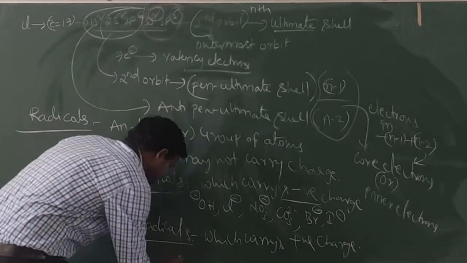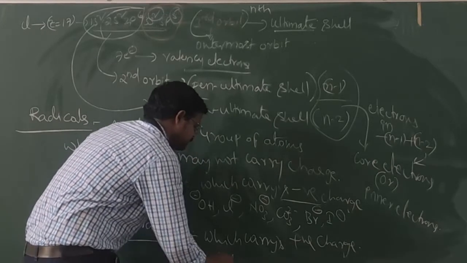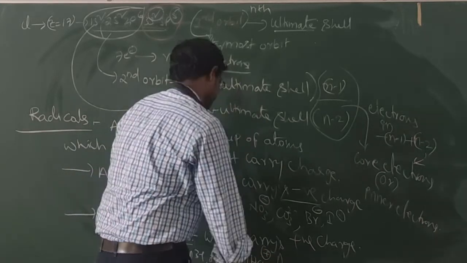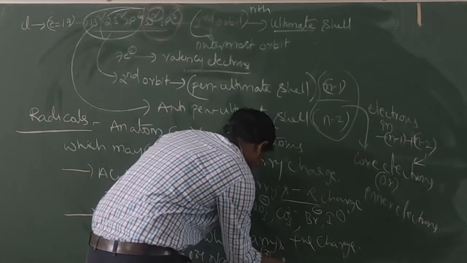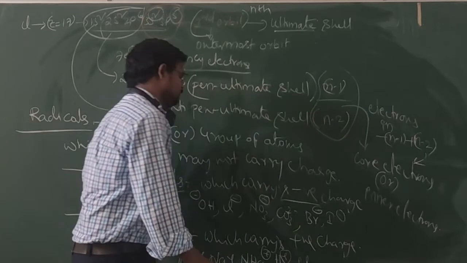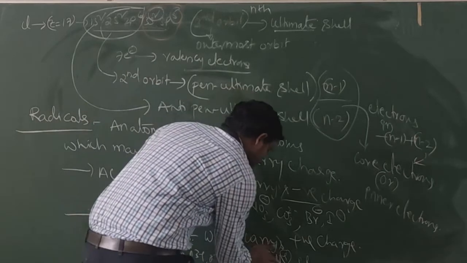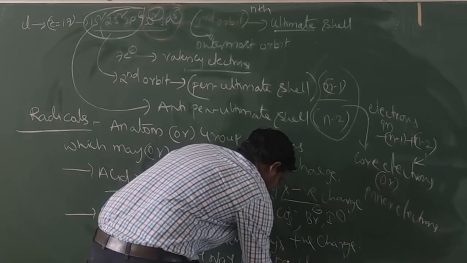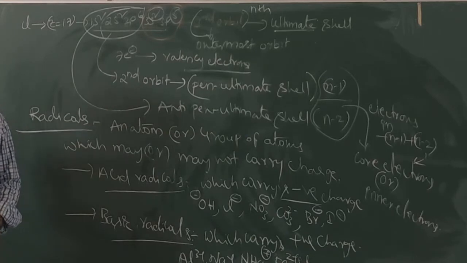And basic radicals mean simply Al3 plus, Na plus, NH4 plus, H plus, etc. These are all said to be basic radicals. Like instead of taking H plus, take Fe2 plus. So these are all said to be acid and basic radicals.